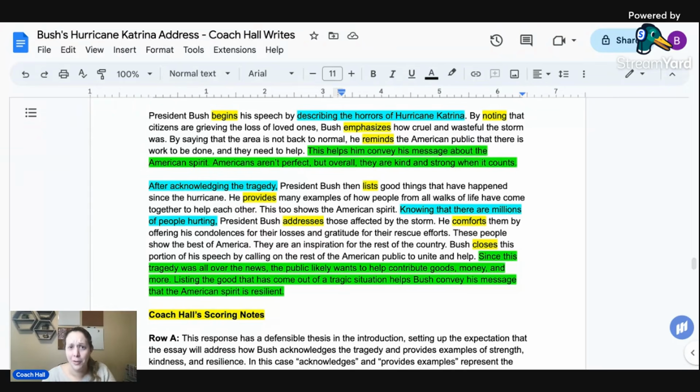And please know that I wrote this, so I'm not trashing anybody else's work here. I'm using this for demonstration purposes.